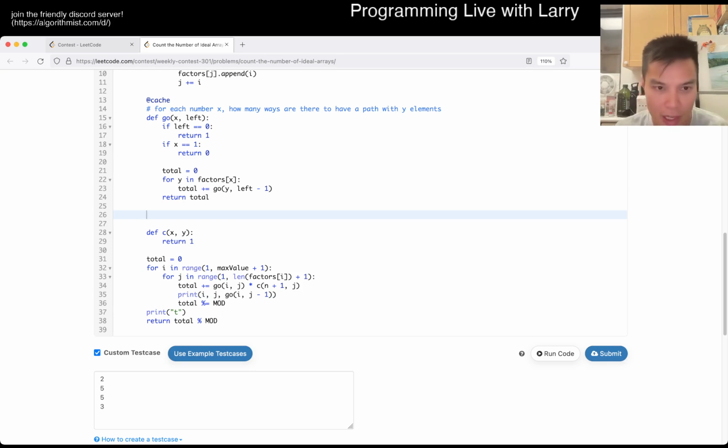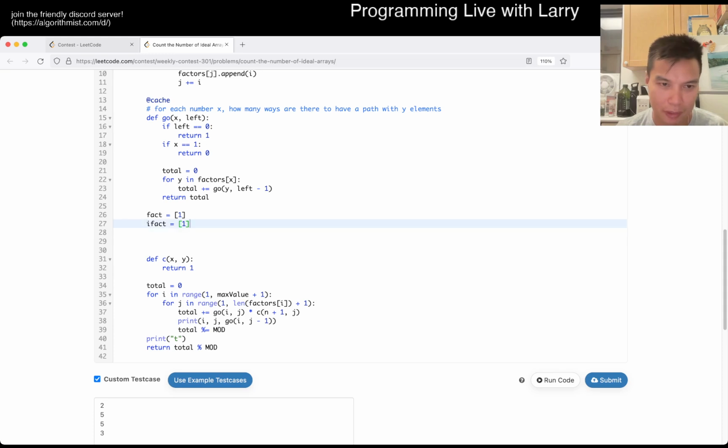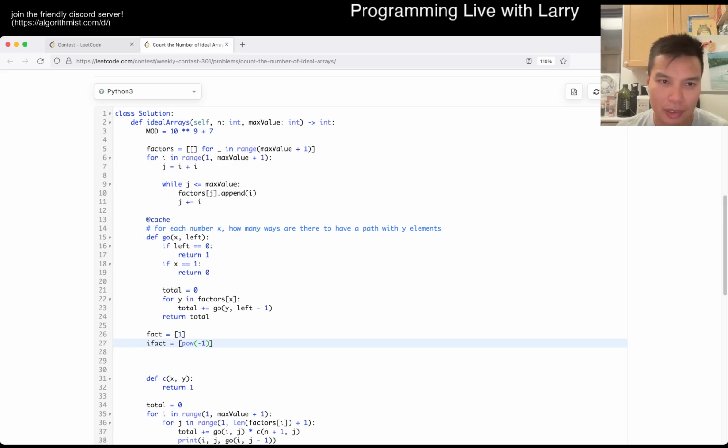That part I knew. So fact is equal to 1, actually this is not true, but okay. What is it? It's the negative inverse of... how do I do modular inverse again? Today I am not great. Okay, so yeah, we do power of -1 of prime. Okay, the prime is what I forgot.